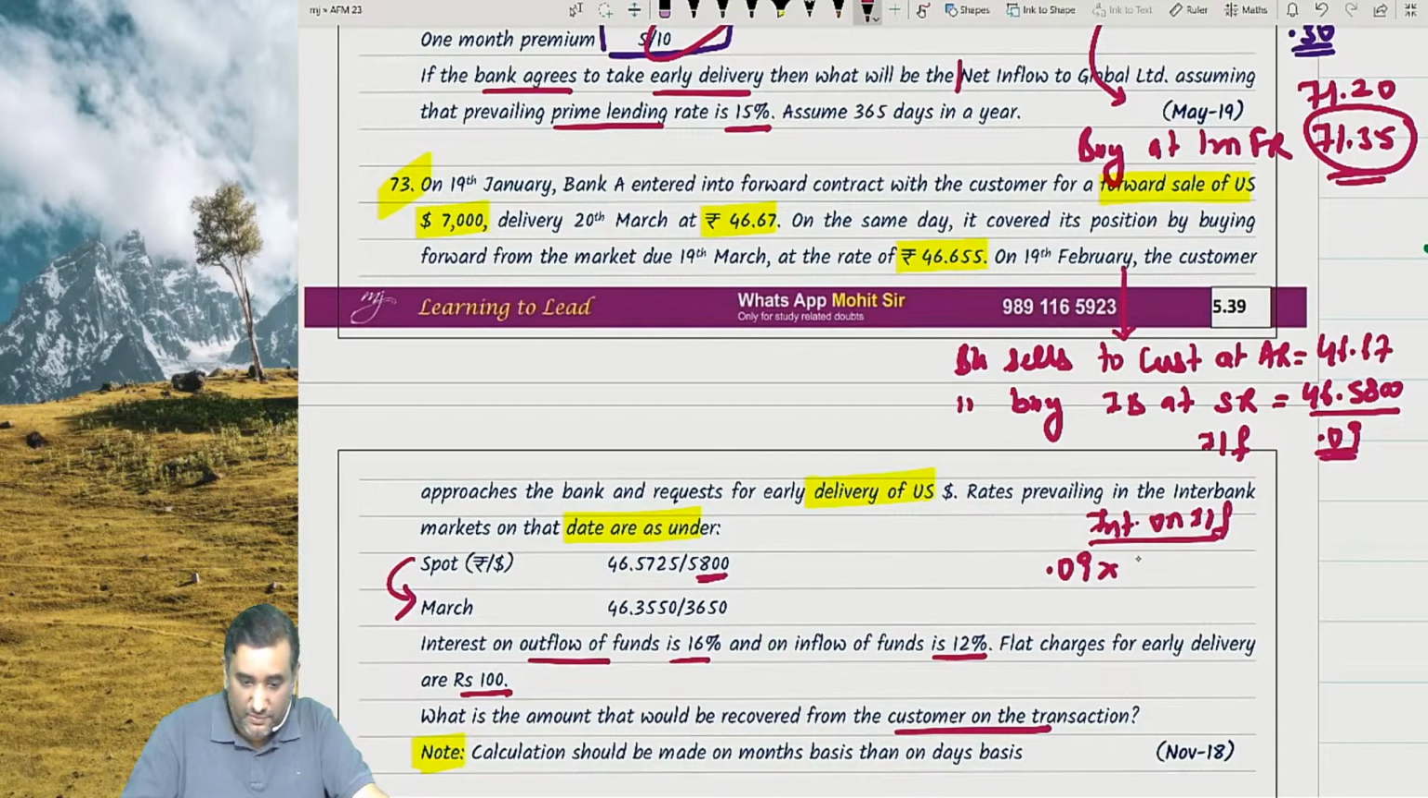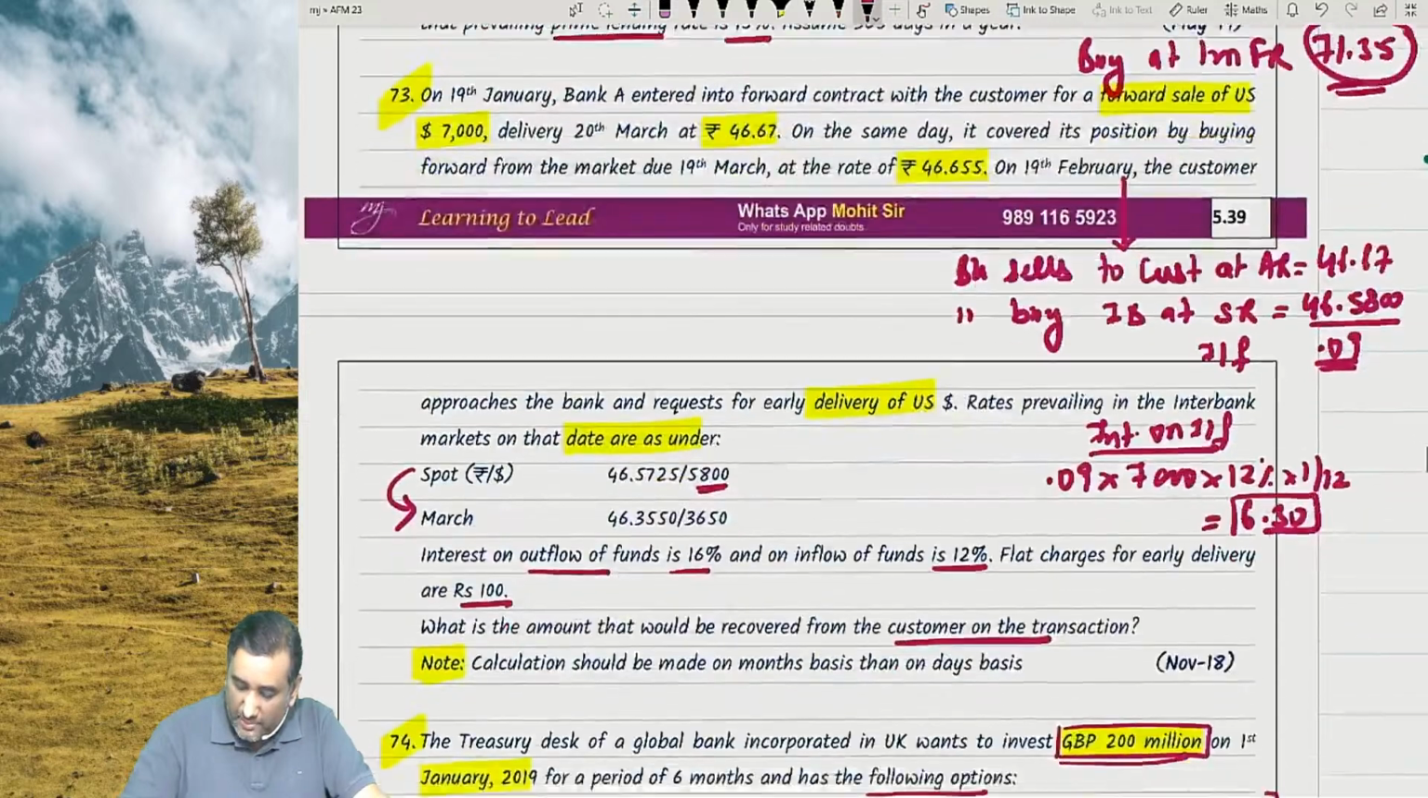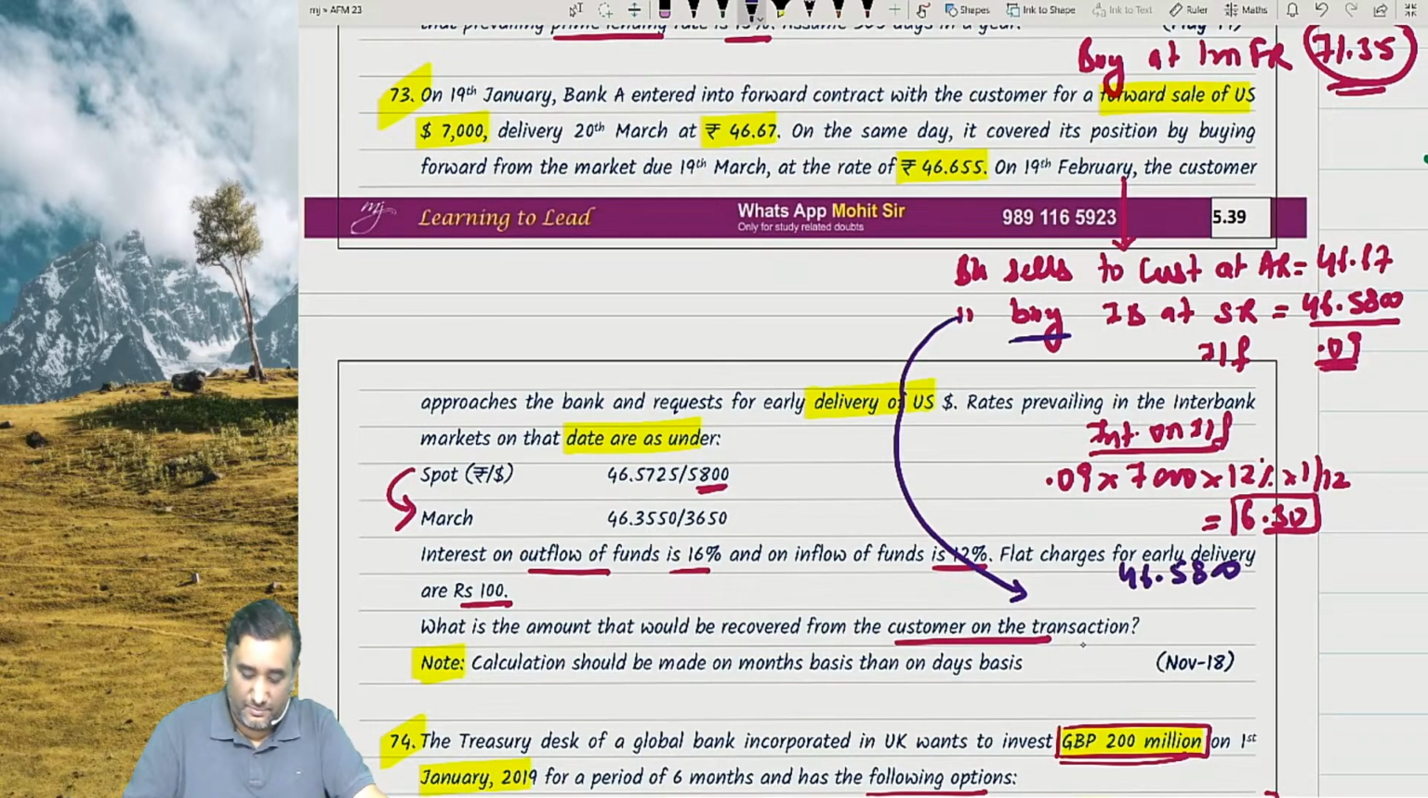0.09 into what? 7,000 into what? 12% for 1 month. 6 point be given. Now for swap, simply remember: buy, this becomes the first part, and automatically what? Sell.